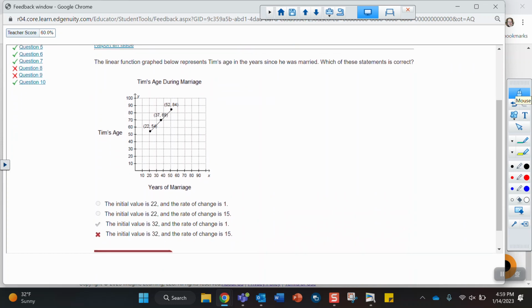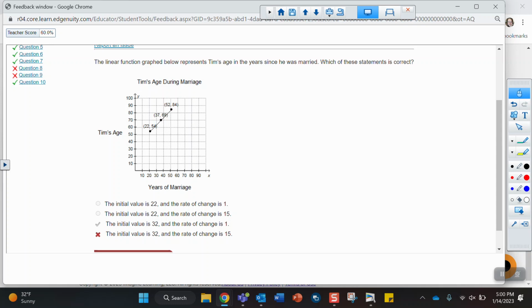Linear function again. Tim's age in the years since he was married. What's correct? The initial value is 22 and the rate of change is 1. So for every year he's married, he should get a year older. That should be true. But his initial value isn't 22, I don't think. No, because after 22 years of marriage, he's 54.